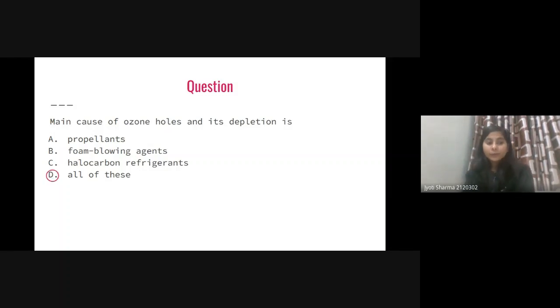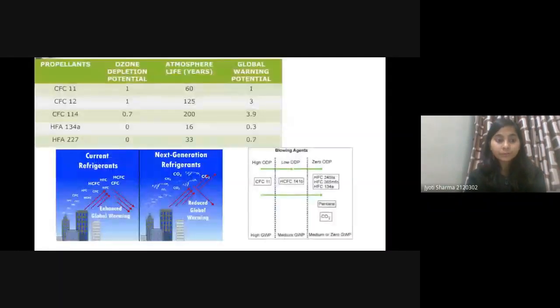Why? Whenever we are talking about the propellant or the foam blowing agent or the halocarbon refrigerant, each of these agents has some component that is common, and that is nothing but the halocarbons, that is the chlorine, bromine, and fluorine. Whenever there is chlorine, bromine, or fluorine in our compound, that can lead to the depletion of the ozone. I will show you.